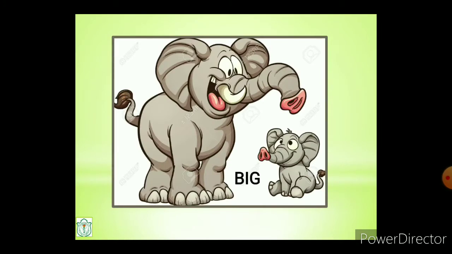See, children, here two elephants you can see. One elephant is very, very big and one is small. So, big starts with letter B and has the sound of B. So, all the children do the action of big and say B, B, big.